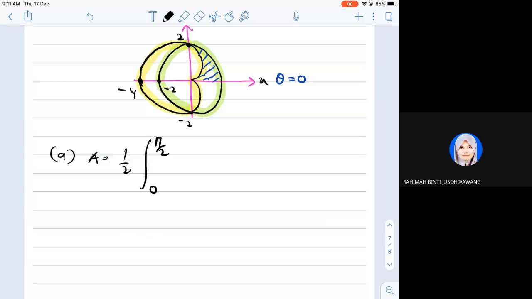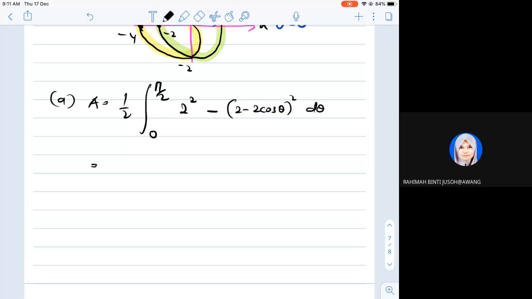Okay, circle minus cardioid. Yes, well done. So we have 2 squared minus the cardioid. So the cardioid is 2 minus 2 cos theta squared d theta. All right, so we can proceed now.